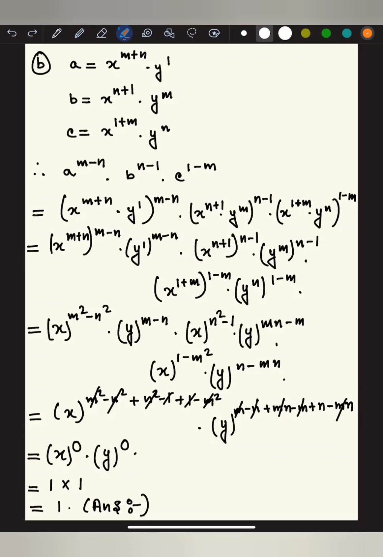So m square minus n square plus n square minus 1 plus 1 minus m square, again into y to the power m minus n plus mn minus m plus n minus mn. I have written it, okay? So all of them get cancelled out and we are left with x to the power 0 into y to the power 0. Anything to the power 0 is 1, so 1 into 1 equals 1. That will be our answer.